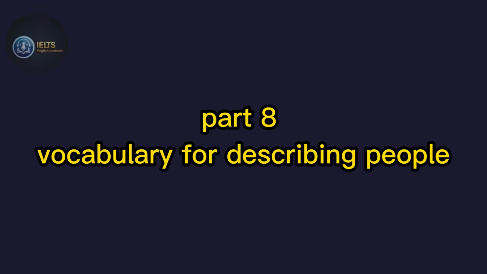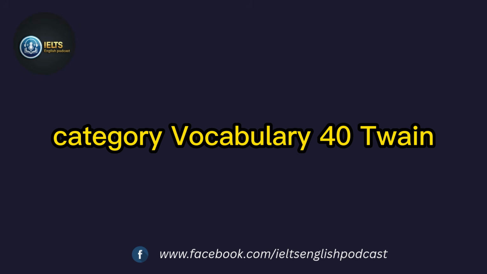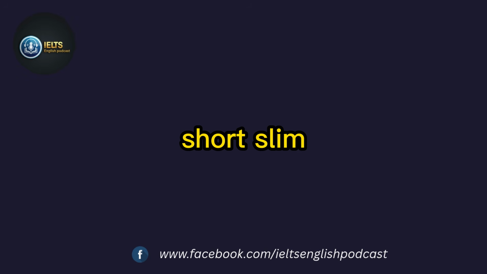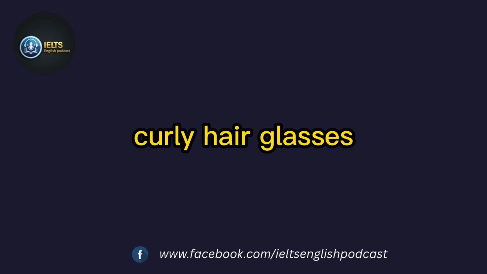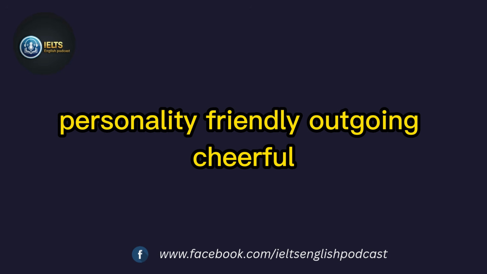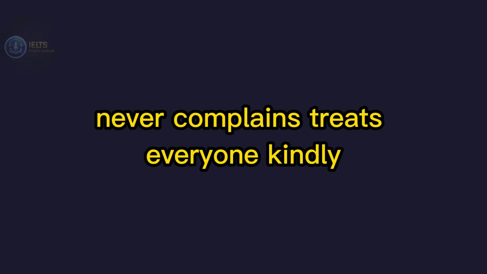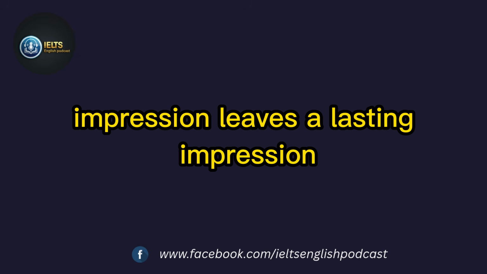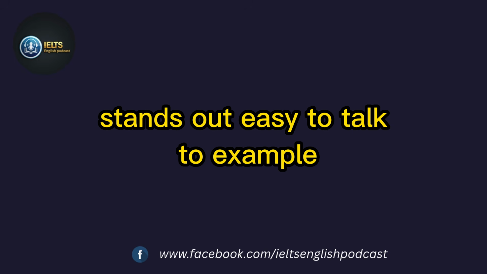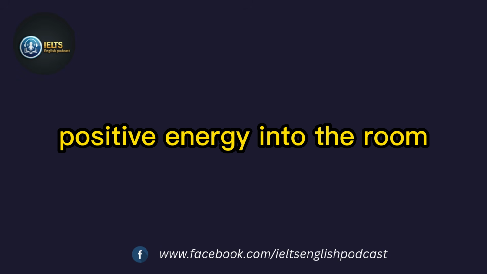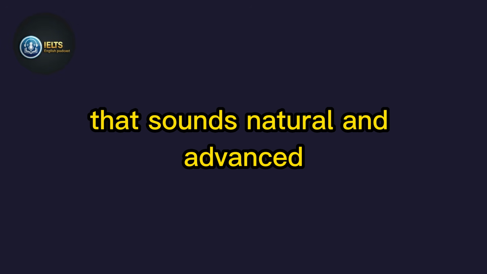Part 8, Vocabulary for Describing People. Physical: tall, short, slim, well-built, fair, curly hair, glasses, elegant. Age: in his early 20s, middle-aged, elderly. Personality: friendly, outgoing, cheerful, generous, confident, hard-working. Behavior: always smiling, never complains, treats everyone kindly. Impression: leaves a lasting impression, stands out, easy to talk to. Example: He's the kind of person who always brings positive energy into the room. That sounds natural and advanced.